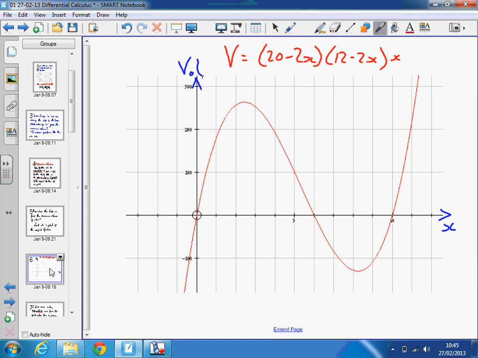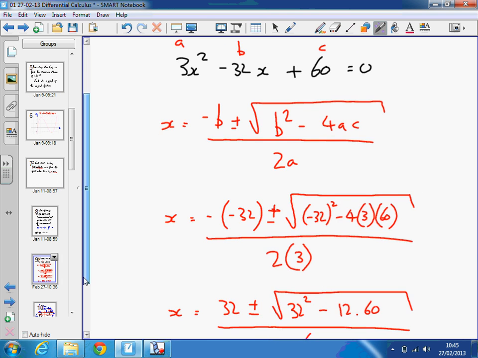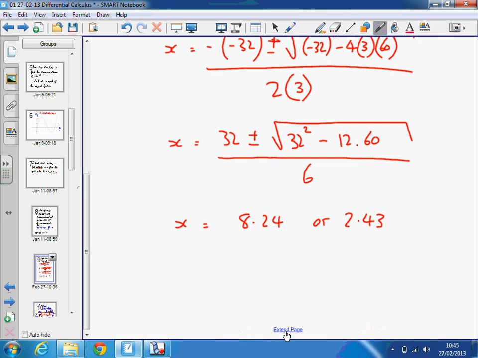So the value of 8.24 is actually giving us the minimum value for the function, which we're not interested in. So we're only interested in this value, which is the real one for the volume of this box. So the answer we're after in this function is 8.24. Sorry, 2.43, yeah.